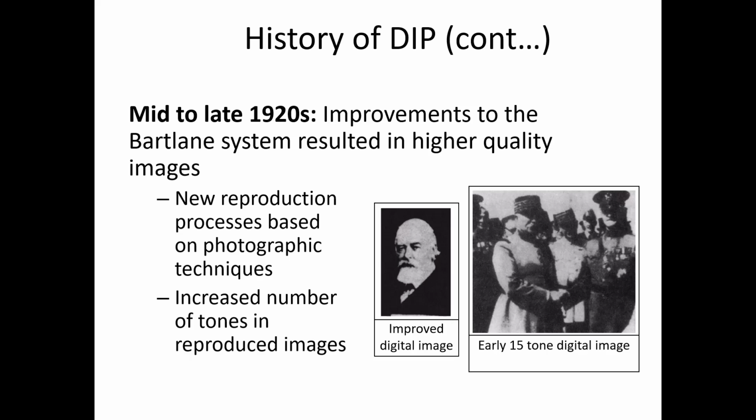In the mid to late 1920s, improvements to the Bartlane system resulted in high quality images. The image is very clear, with new reproduction processes based on photographic techniques. It can also increase the number of tones in reproduced images. So this is the improved version of this digital image. This picture contains an early 15-tone digital image.